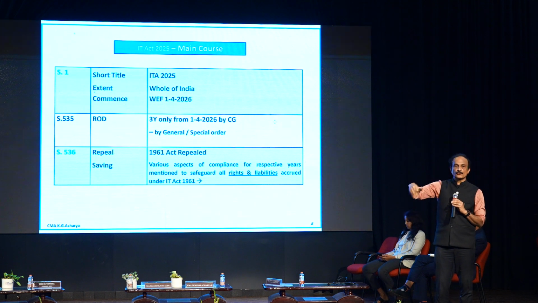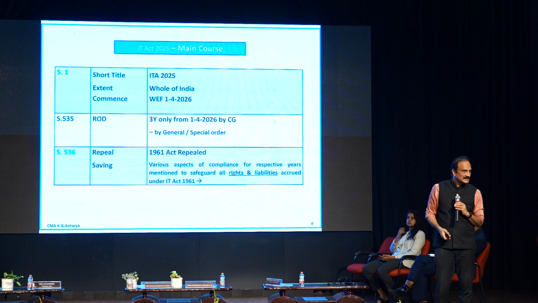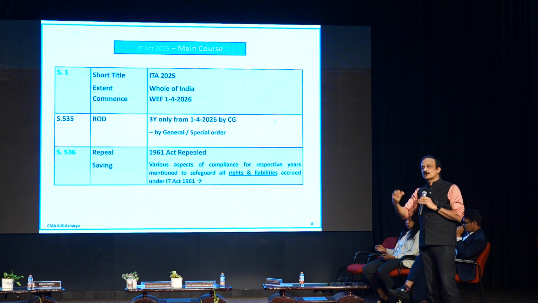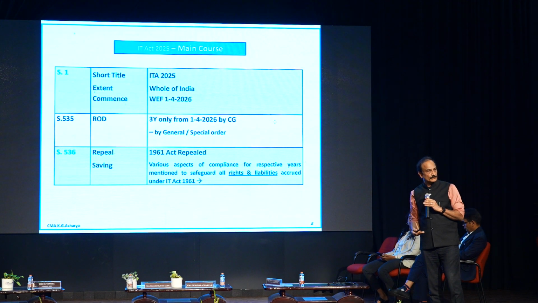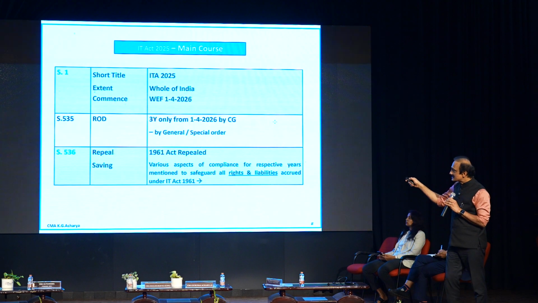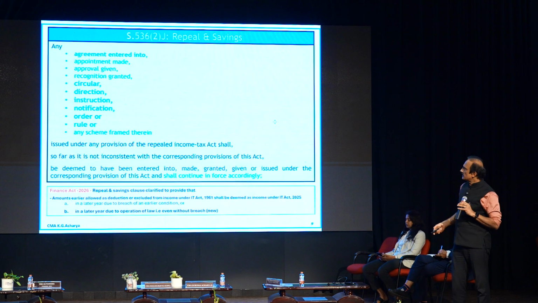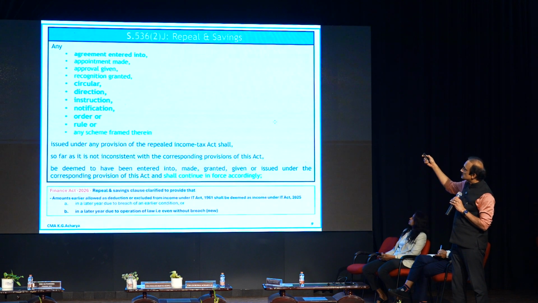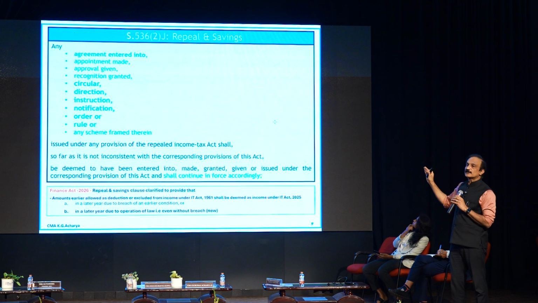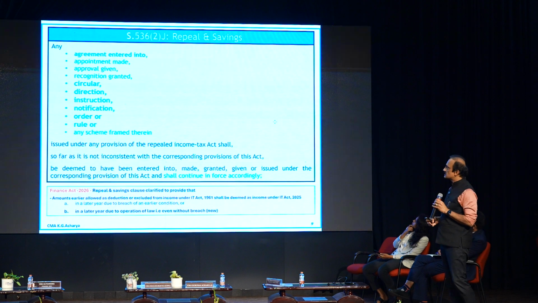Because from 1/4/2026, should I change my partnership deed because the deed is referring to 1961 Act, Section 40B(5) tells what is the limitation up to which I can pay the remuneration, 12% interest, referring to 1961 Act. What they said is this repeal and saving tells me don't change any one of them. So what it says is that Section 536(2)(j), any agreement entered into, a partnership agreement, for example, or a double taxation avoidance agreement already entered under the 1961 Act.